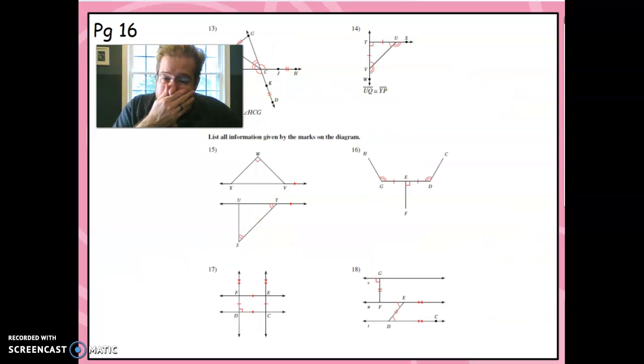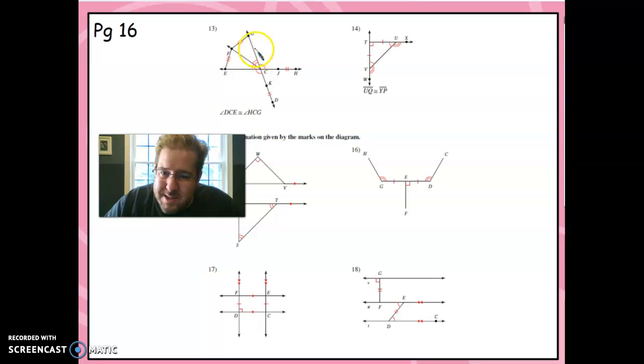All right, and our last page, so we have DCE, D to C to E, so that's this one, and HCG, yes, I would agree with that. That is a true statement. There is more, but I think I've done enough of those kind of examples. Segment UQ, unless I'm blind, I don't even see a point Q on this diagram, so that's going to be a no. And YP, I don't see a Y or a P on this diagram either. So that's going to be no.